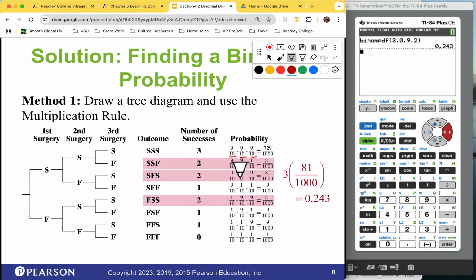Probability of 2 successes is 0.9 times 0.9 times 0.1, right? And there are three different outcomes that have 2 successes. So we can take that 81 over 1,000 for each of them and add them together, because these are OR probabilities, or multiply by 3 because they're the same. Notice that 0.243, same thing we got. Does that visual make it a little more convincing that this is the right way to do it?